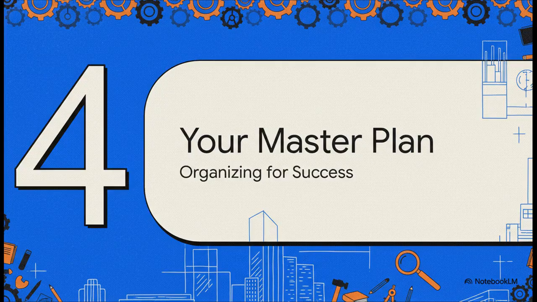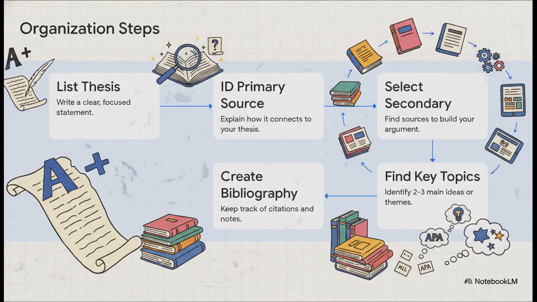Okay, we're in the home stretch now. You've got your blueprint, and you've gathered all your high-quality materials. Now it's time to create a master plan to get everything organized before you even think about writing. This step is going to make the whole process so much smoother. So, here's a simple 5-step checklist to get you organized. First, write that working thesis right at the top of a document. Then list out your primary source and the 6 secondary sources you picked. After that, look through them and pull out 2 or 3 main themes or topics that keep popping up. Finally, you pull it all together into what's called a working bibliography.